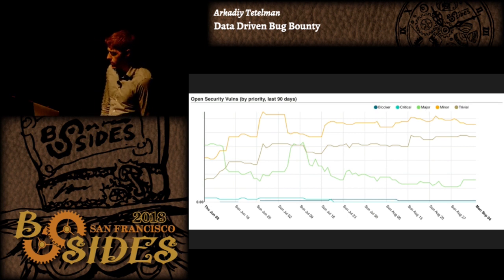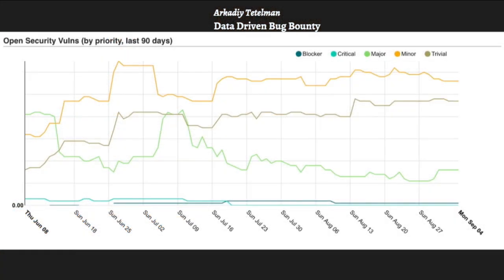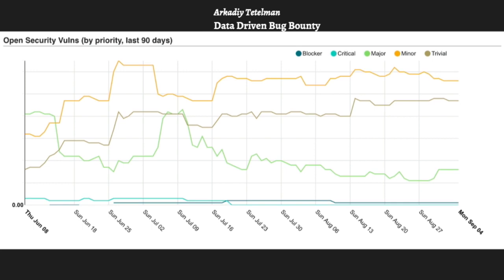Here's another graph for you. The x-axis here is simply the date. The y-axis is count of open vulnerabilities, and there's an individual line for every priority of vulnerability. So critical, blocker, major, what have you.